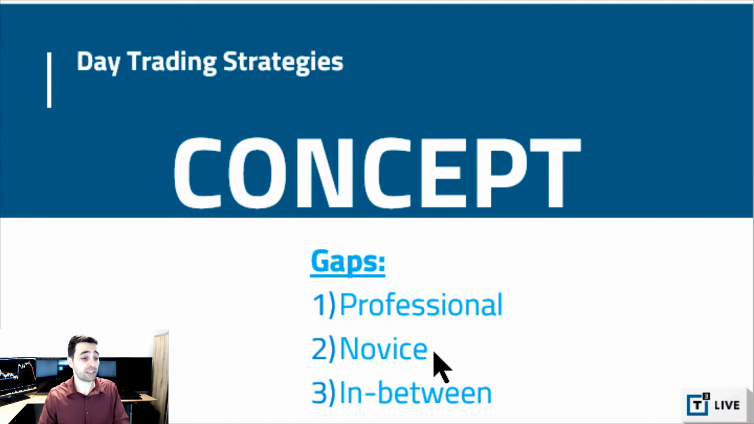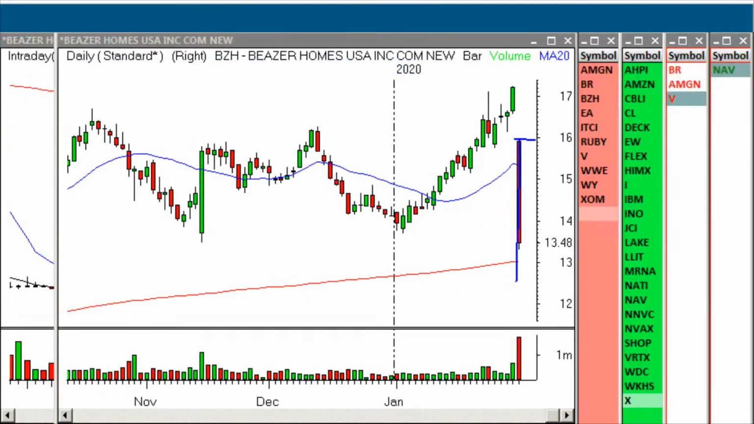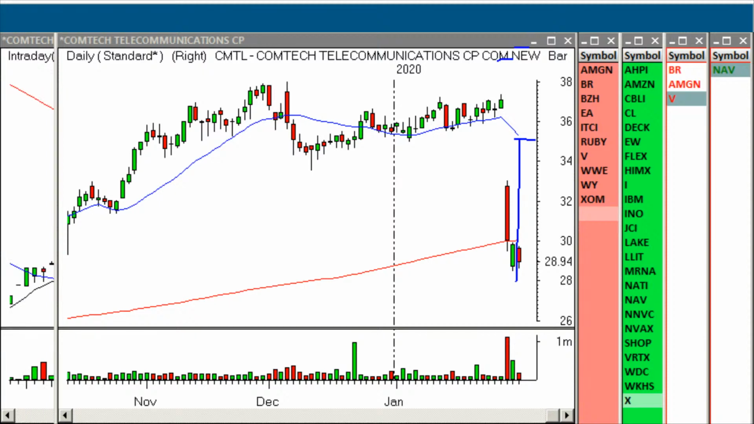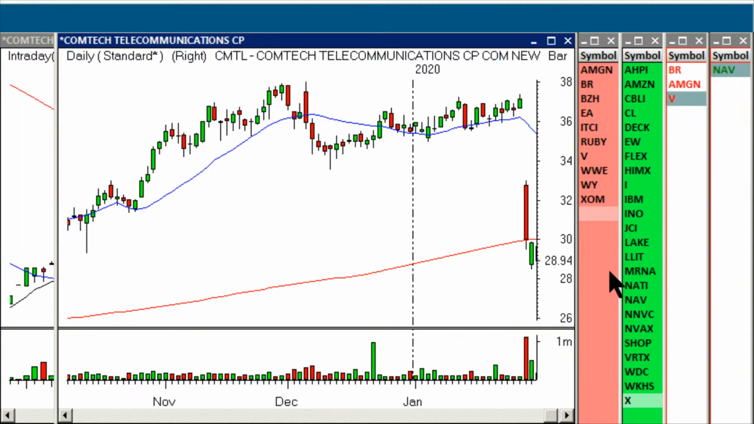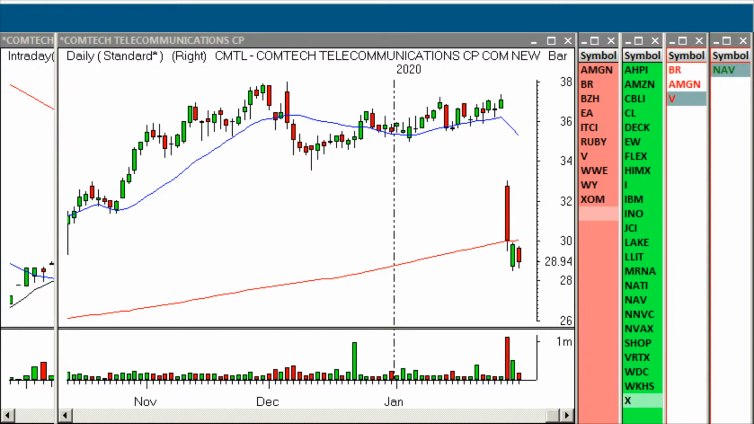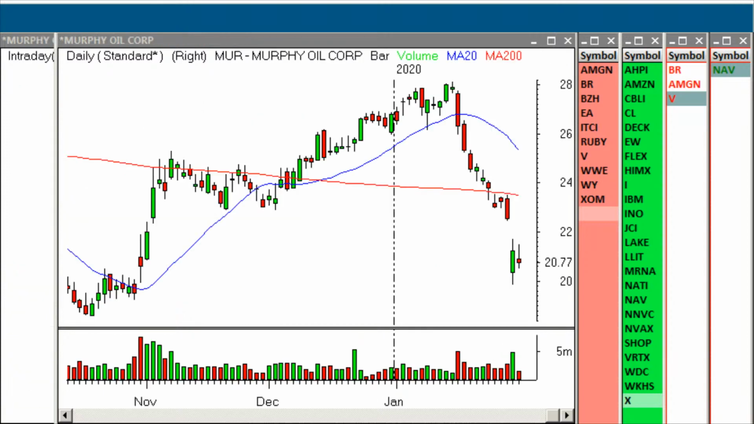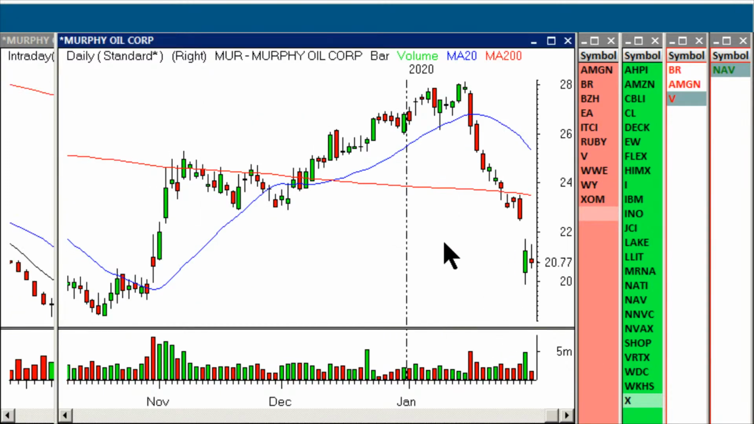Novice gaps are the ones that are exhaustion gaps, where the stock is up a lot. If BZH had gapped up to here, it would have been a novice gap, short. A couple days ago we had CMTL, which was a bit novice. See it? Yesterday it was down a lot and then gapped down. That's a bit novice. And then from my notebook, MUR was also novice. Down a lot and then gapped down.